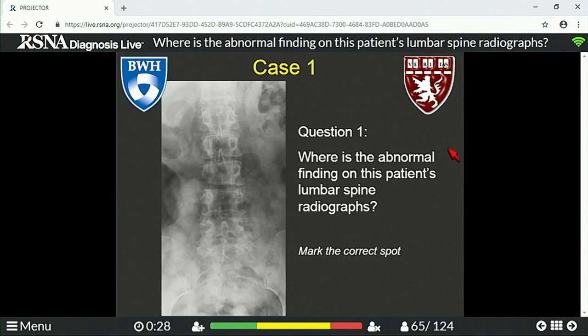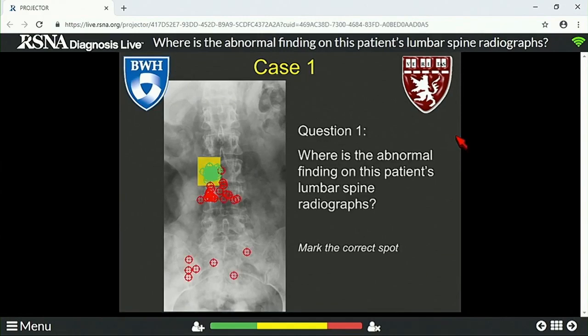All right, excellent. So we've got about half of the audience here. So let's see what we've got. Excellent. So we have a significant number that are in the right spot here.